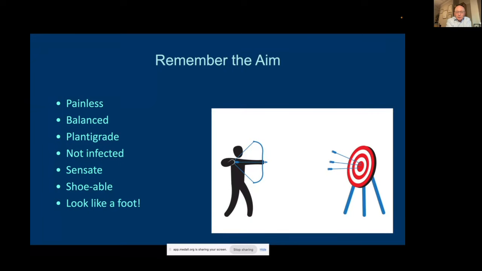So what are we looking for? This is the basic principle. So we're looking for a painless, balanced, plantigrade, not infected foot. So think about your incisions. They need to be able to feel it. They want to get a shoe on. And it's not cosmetic surgery, but it kind of is. If it looks nice and it looks like a foot, the chances are they'll get a good result.